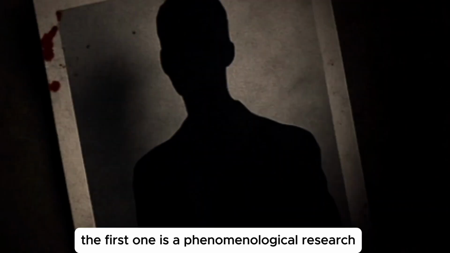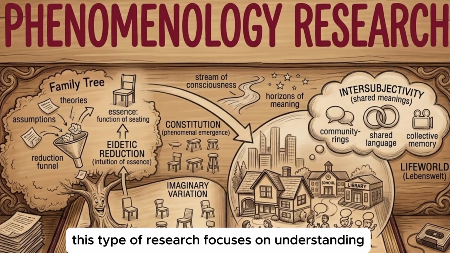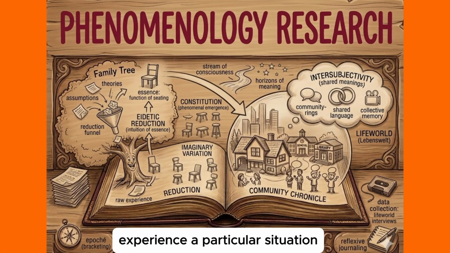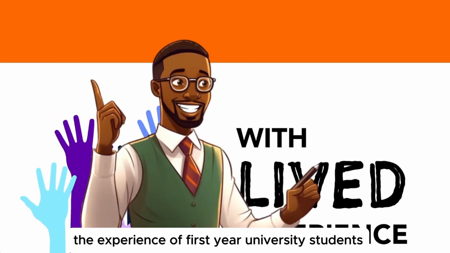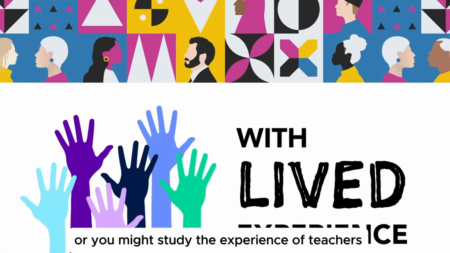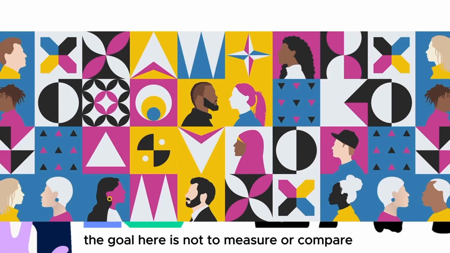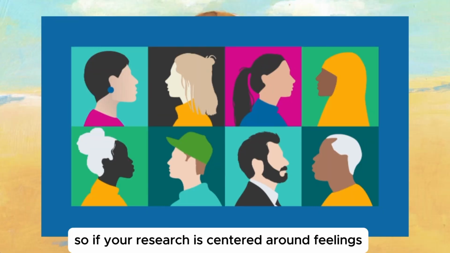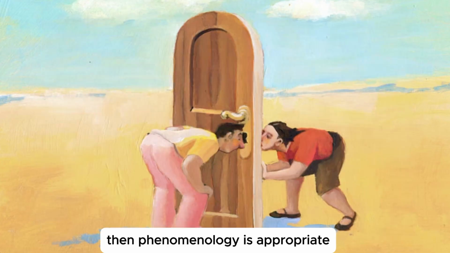Let's start. The first one is phenomenological research or phenomenology. This type of research focuses on understanding people's lived experiences. In other words, you are trying to explore how individuals experience a particular situation and how they make sense of it. For example, you might study the experience of first-year university students adjusting to campus life, or the experience of teachers using online learning platforms. The goal here is not to measure or compare, but to deeply understand personal experiences and perceptions. So if your research is centered around feelings, perceptions, and lived experiences, then phenomenology is appropriate.